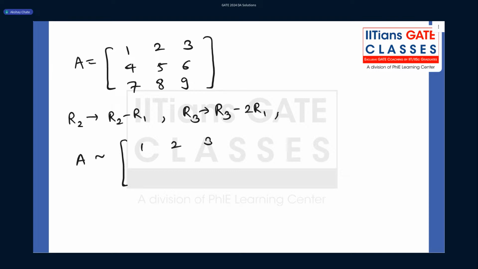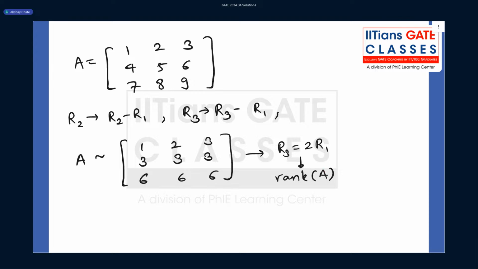And let's say R2 minus R1. So 4 minus 1, this becomes 3. This becomes 3. And this becomes 3. And from R3, if you subtract 2 times of R1, it is not needed actually. You can just simply subtract single times. Then this becomes 6, 6, and 6. So now you see in this form, your R3 is nothing but 2 times of R1. So rank of your matrix A is 2, less than 3, and that itself gives you that your determinant of A will be 0.